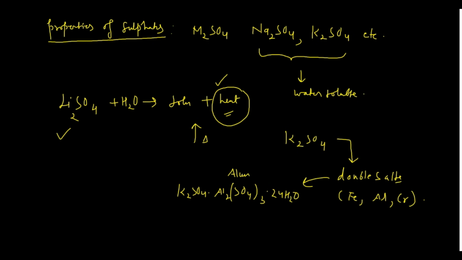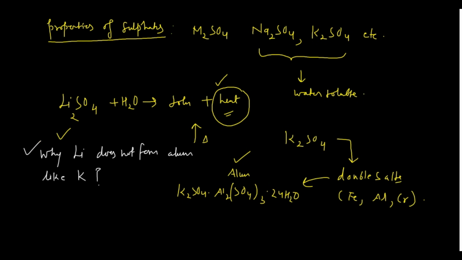But you see, lithium actually will not. Potassium is forming alum, sodium can form alum, but lithium is not known to form the alum. So I can write this in the form of the question: why does lithium not form alum like potassium?